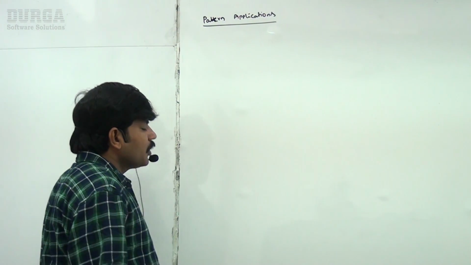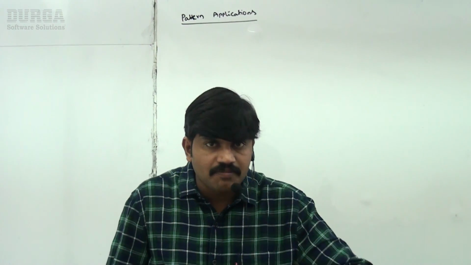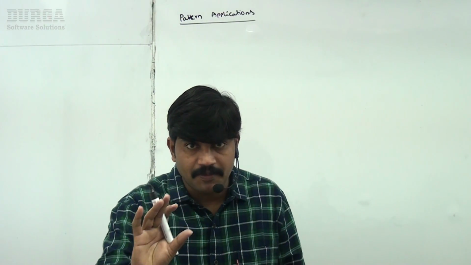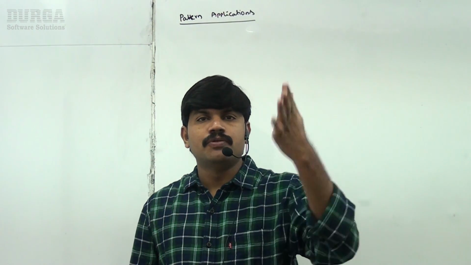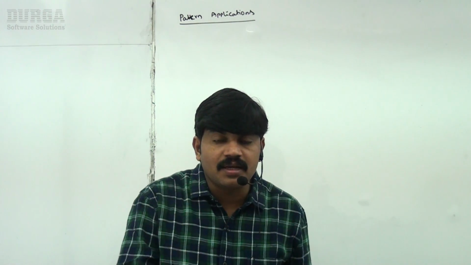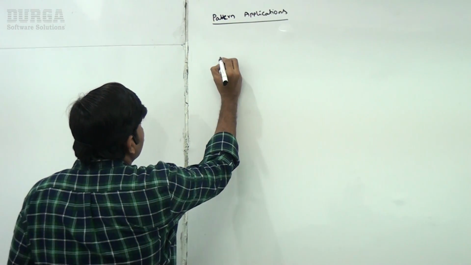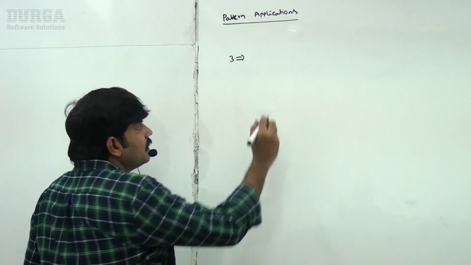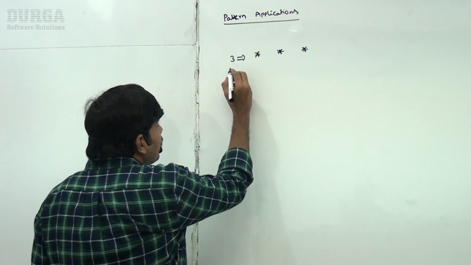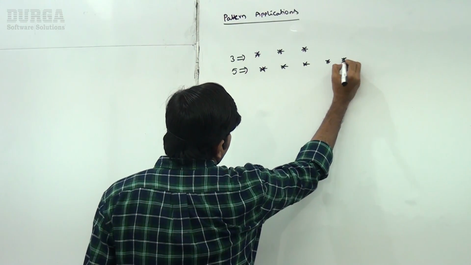First example: print the star symbol n number of times in the same row with a space separator. Enter n value. You have to read the n value from the keyboard and print that number of stars in the same line. Suppose if you enter 3, the output should be star space star space star. If I enter 5, the output should be 5 stars.